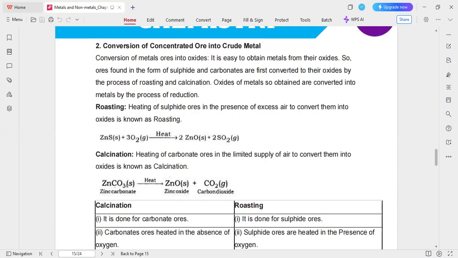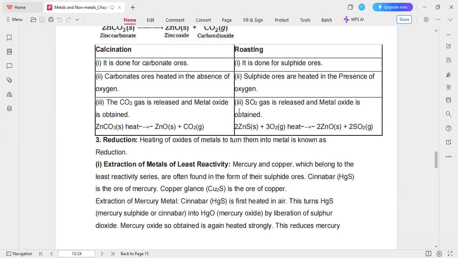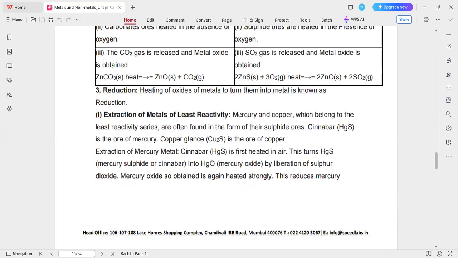Similarly, calcination is used for carbonate ores, children. In this case, carbonate ores are heated strongly in the absence of air or oxygen. So you can see zinc carbonate upon heating gives you zinc oxide plus carbon dioxide. So this is the second step, the conversion of concentrated ore into crude metal. Here there is a difference table you can learn. This is very important.